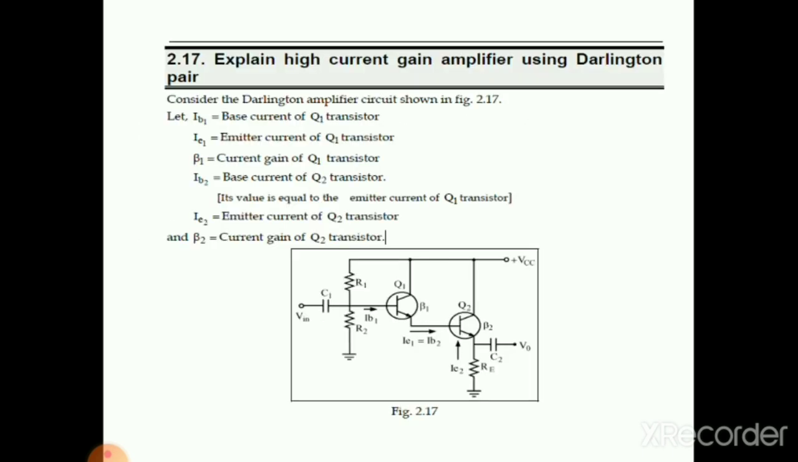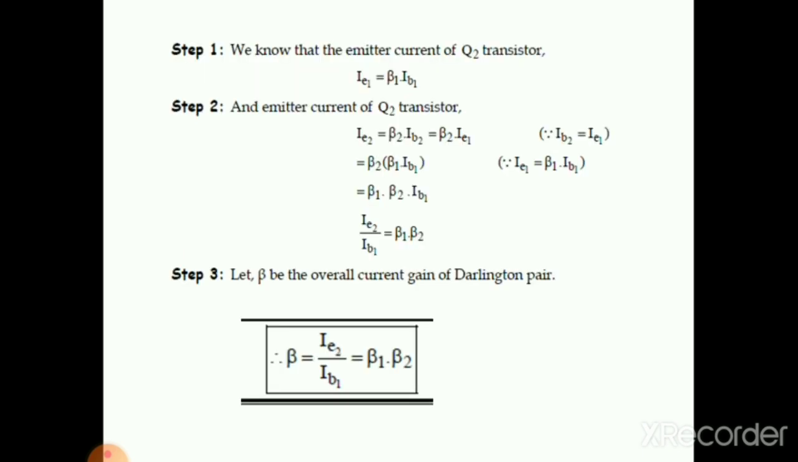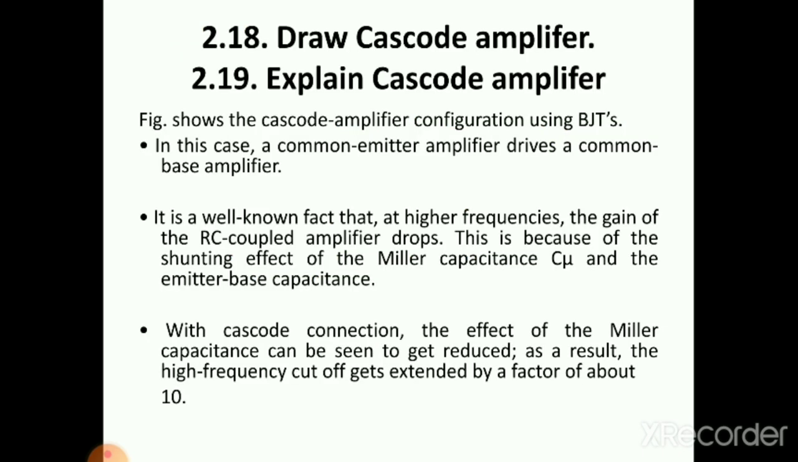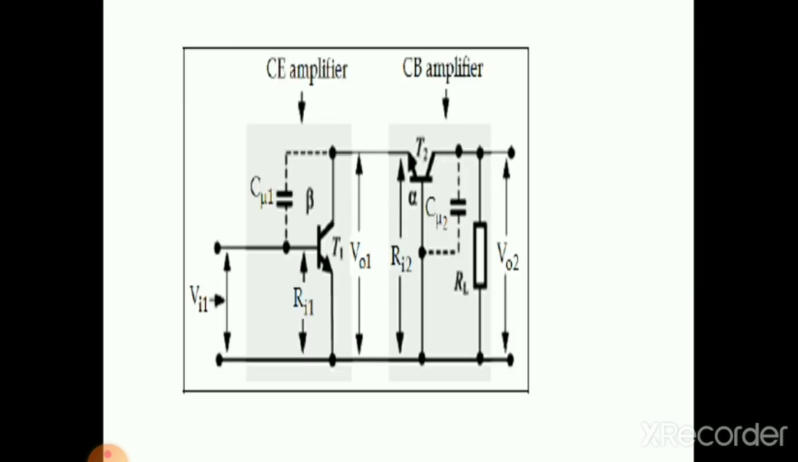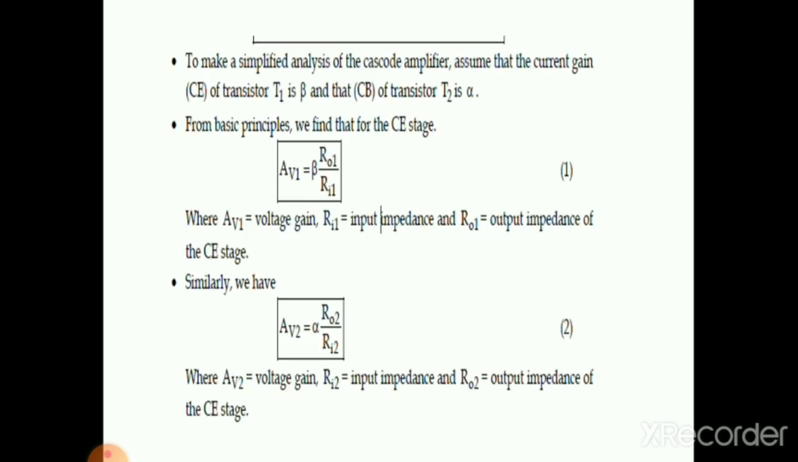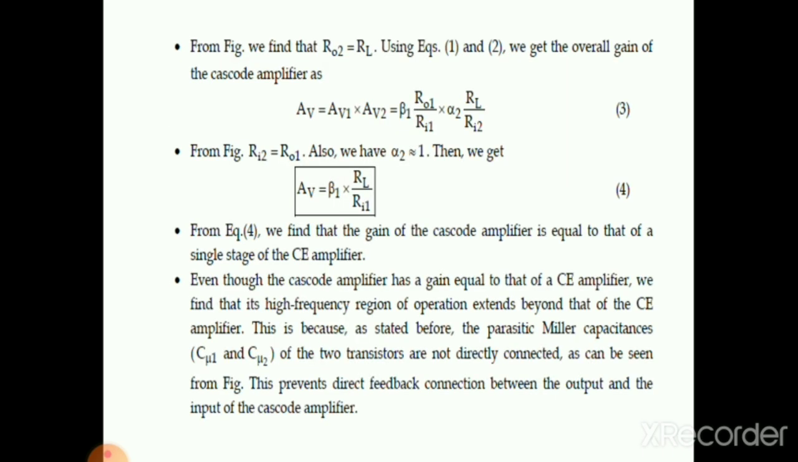So next, derivation of those: beta is equal to beta 1 into beta 2. See the particular circuit, and IE1 is equal to beta 1 IB1 and IE2. This is the main point: IB2 is equal to IE1, that has to be remembered. Beta is equal to IE2 by IB1. Cascode amplifier. If you see, Cascode is a CE followed by CB amplifier, and CbE1, CbE2 are the inner capacitances, and AV1, AV2 and the derivation of these formulas. So we have gone through these topics.